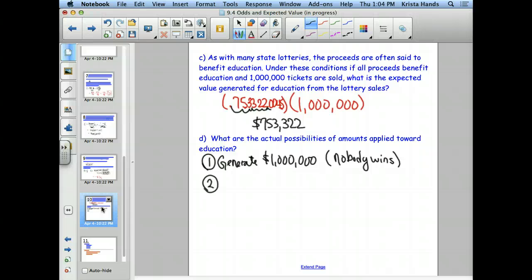Okay, think about what happened. 1 million people bought tickets. So how much money came in? $1 million. No matter which way you look at it, there was $1 million paid at the gas stations for those tickets, right? Okay, so there was $1 million to start with. But in this scenario, somebody wins. So then what happens? We take away how much the person wins. Well, what's that number?